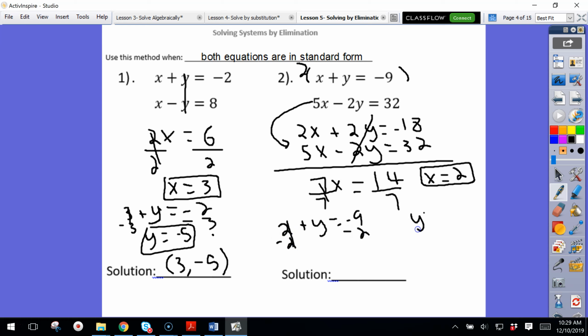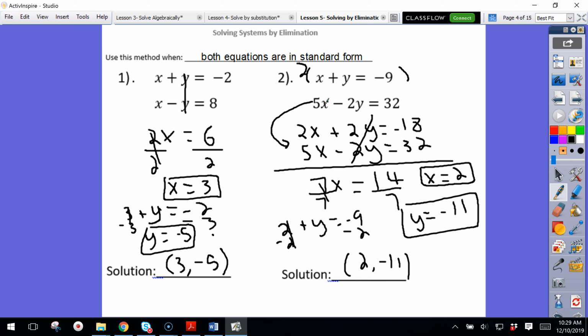And so we would have y is equal to negative 9 and then negative 2, and so that's going to give us negative 11. And so our solution for this would be (2, negative 11). So again, if you plug this into here, you should also get 32, and let's kind of do that mentally.